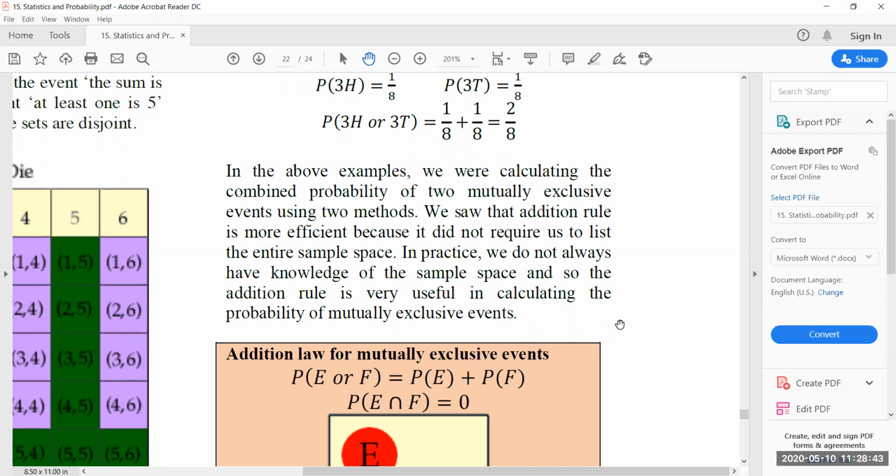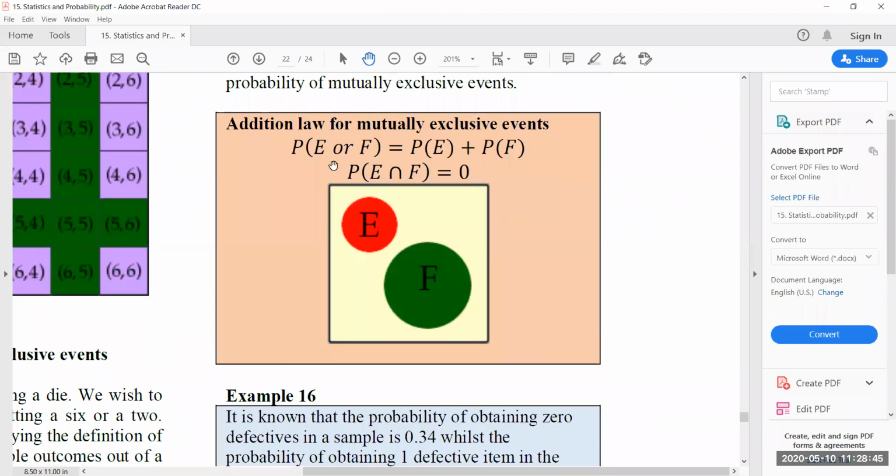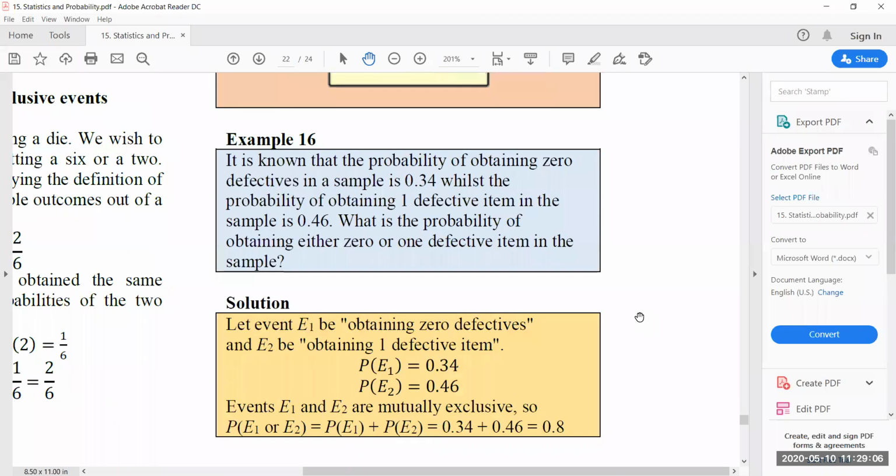So let's see the addition law for mutually exclusive events. P of E or F is equal to P of E plus P of F. Now, P of E intersect F is equal to 0. There is no intersection, because I remember telling you all that they are disjointed, so there is no intersection. Okay? So here's an example for you.